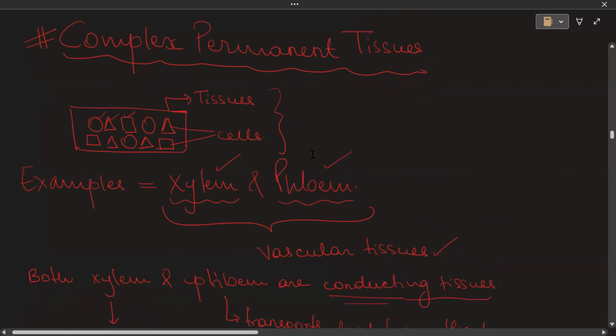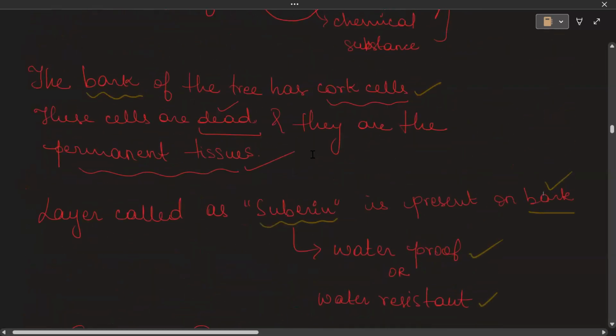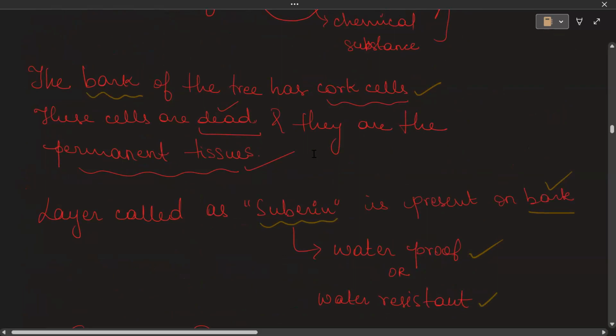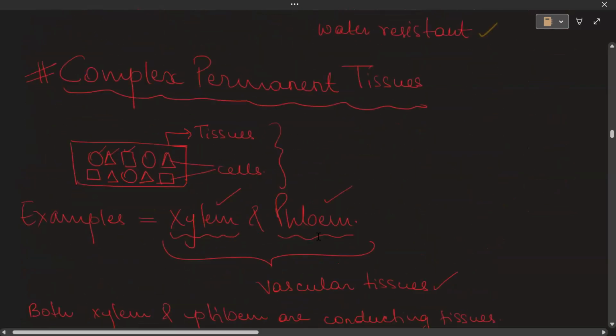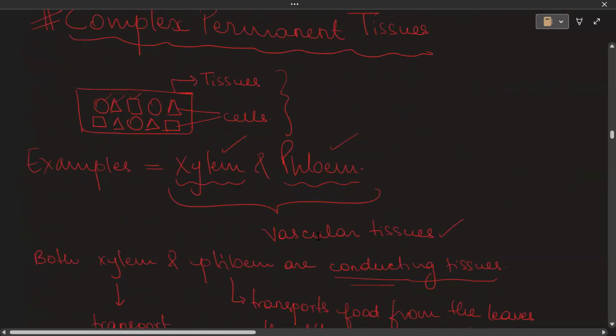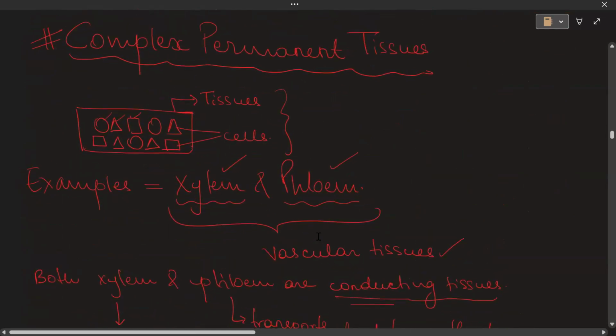Okay, now let us talk about the next type of tissues. Up till now, when we saw the epidermis and everything, we have discussed the simple permanent tissues, wherein only one type of cells are present. Now, we will be discussing the complex permanent tissues. Here, different types of cells will be present.